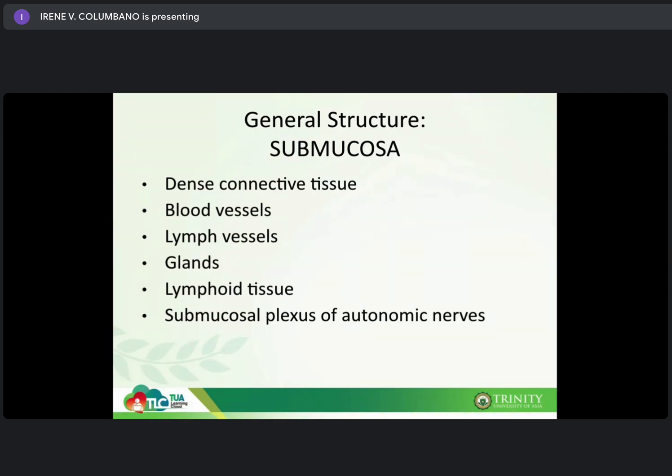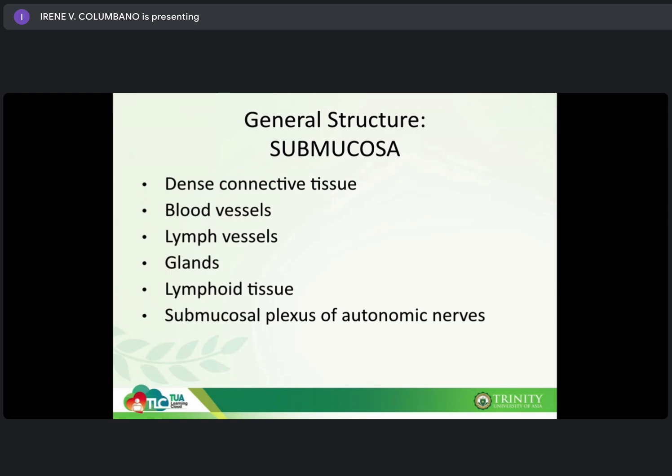Sige. How about naman sa peripheral nervous system? Ano mga kasama sa peripheral nervous system? Henry? Eliza? Mga nerves po. Mga nerves and ganglia. Peripheral nerves natin. So yun, remember, meron tayong mga sympathetic, parasympathetic, yung mga autonomic nervous system.